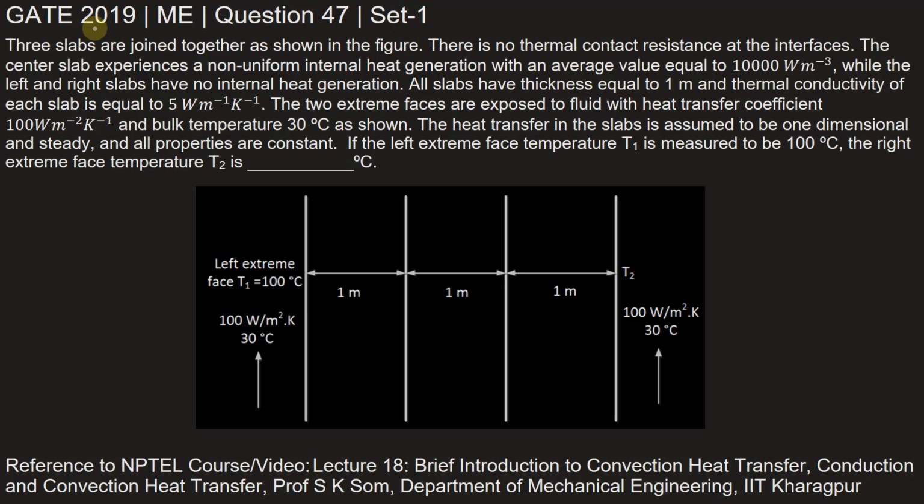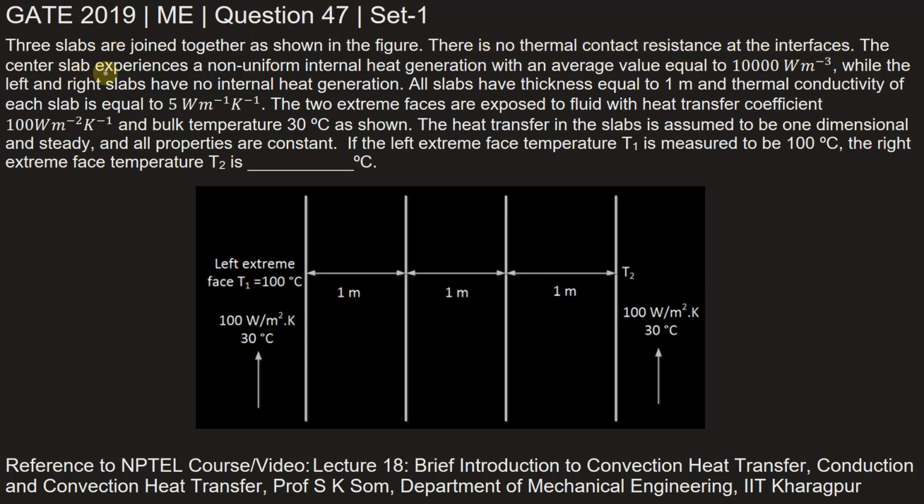This question is from the GATE Mechanical Engineering paper of 2019. This is question number 47 of set 1. The question is: three slabs are joined together as shown in the figure. There is a figure below in which it is shown that three slabs are joined. There is no thermal contact resistance at the interface.